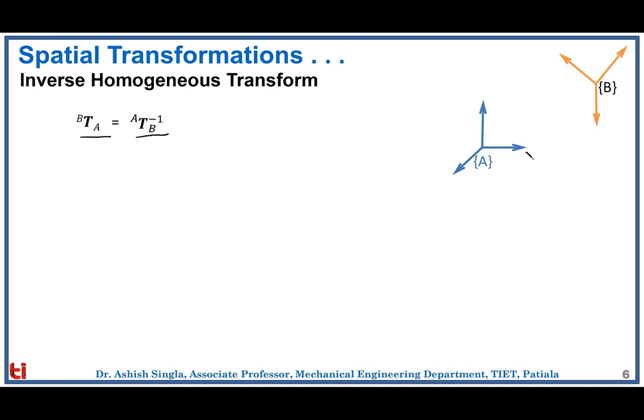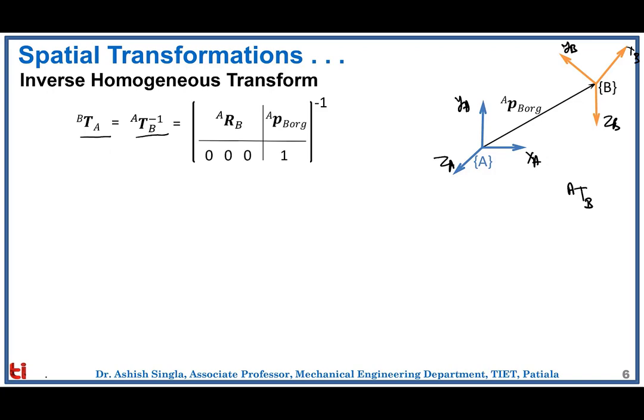So let's say we have two frames, XA YA ZA. This is the frame A, the universal frame, and this is XB YB ZB. This is the frame B, and we already have the description of frame B with respect to frame A. So using this PB origin with respect to A description, we can write the original transform in expanded form this way. Now there are two ways to calculate this inverse transform. One way is we can directly take the inverse of this 4x4 transformation matrix, but taking the inverse of a 4x4 matrix is computationally expensive.